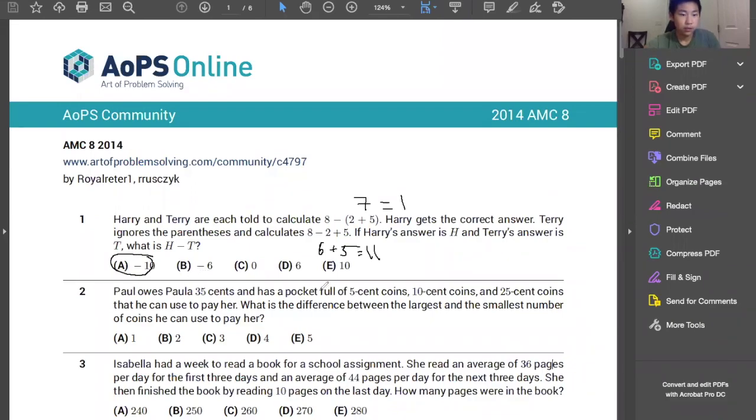Okay, on to question 2. Paul owes Paula 35 cents and has a pocket full of 5-cent, 10-cent, and 25-cent coins. We want to know the difference between the largest and smallest number of coins that can be used. For the largest number of coins, we obviously want to use the least valuable coins, so using only 5-cent coins. Since 35 cents is owed and the coins are 5 cents, that's 35 divided by 5, which is 7 coins, right?